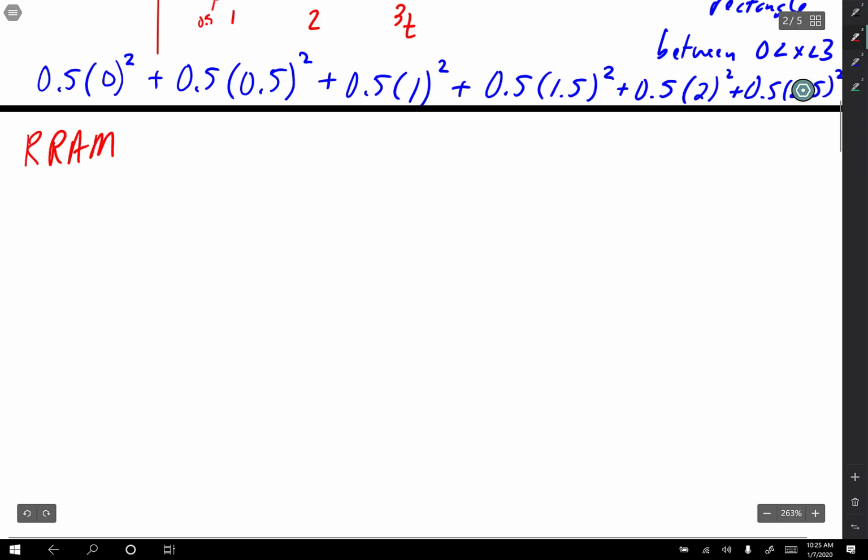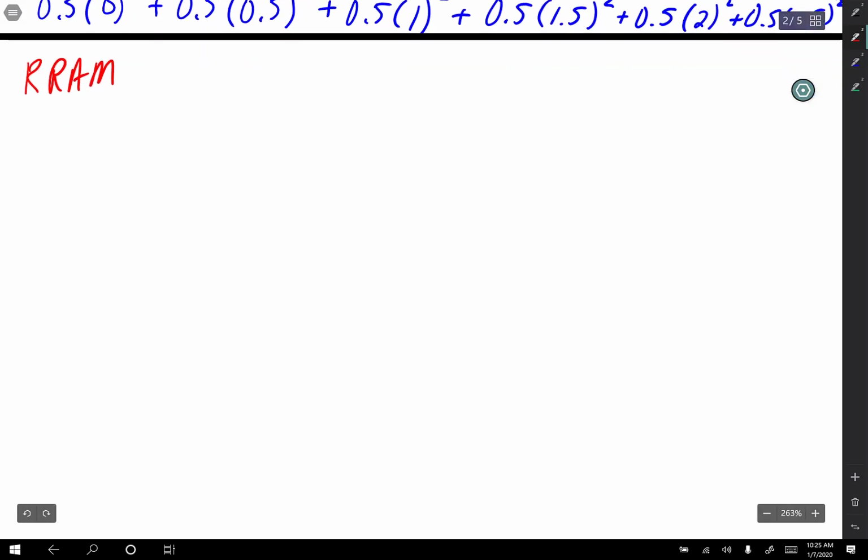Notice the next page is all blank. It's a blank page on purpose. We're going to use about half the page for the RRAM. Draw the velocity time curve again. There's my velocity time curve.